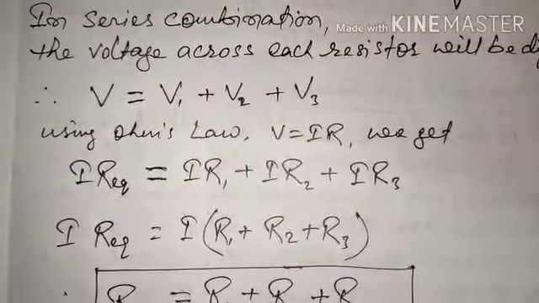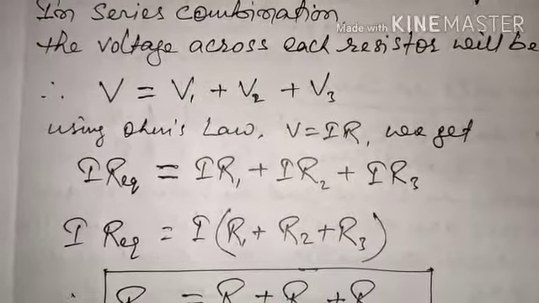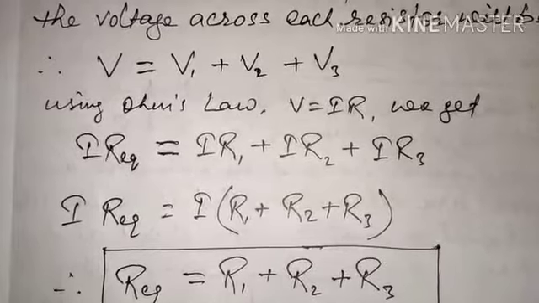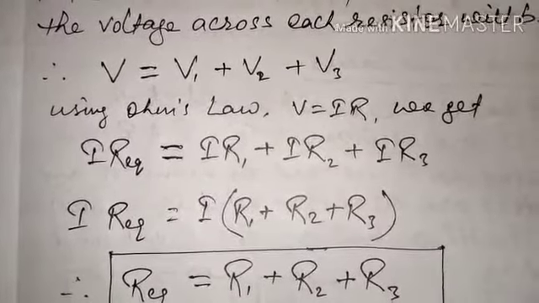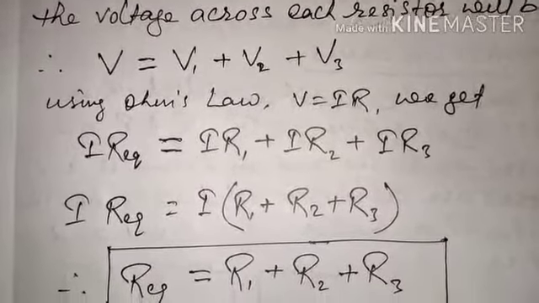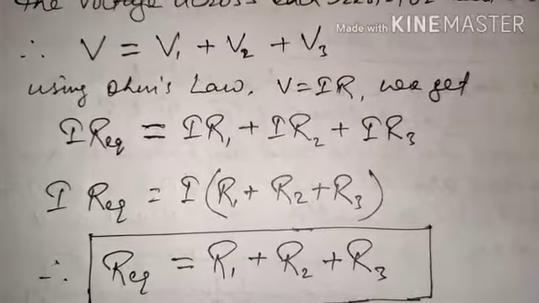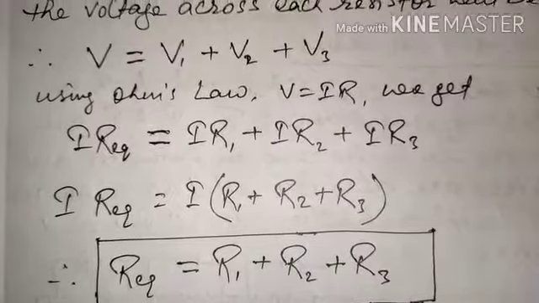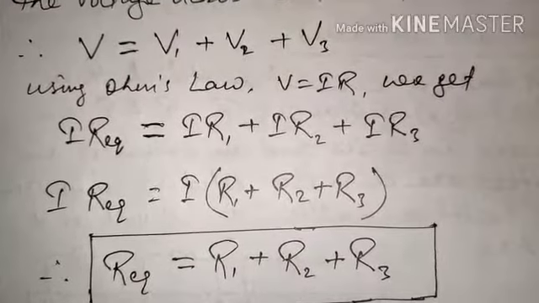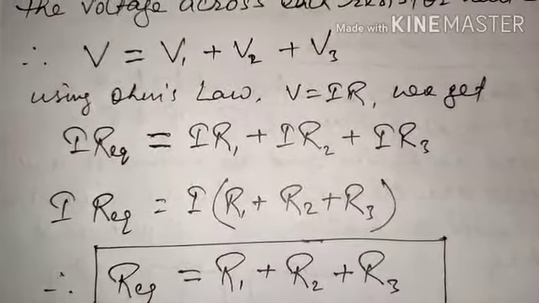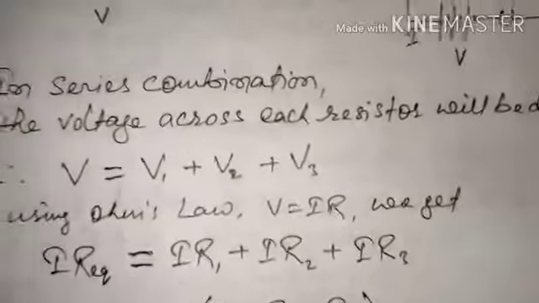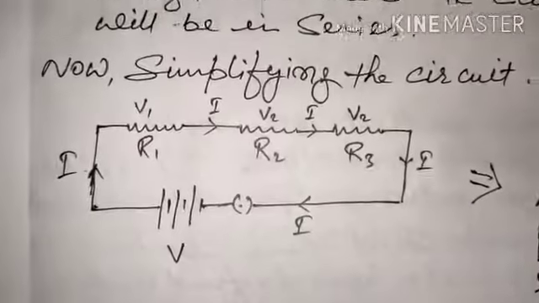Therefore V is going to be distributed as V1 plus V2 plus V3. Now we have to use Ohm's law. Using Ohm's law, V is equal to IR. You people already know this. We get I R equivalent in place of V, which indicates the total voltage. So I substituted IR equivalent there, and now V1 is IR1, V2 is IR2, and V3 is IR3. If you see the circuit, you will get it more easily.